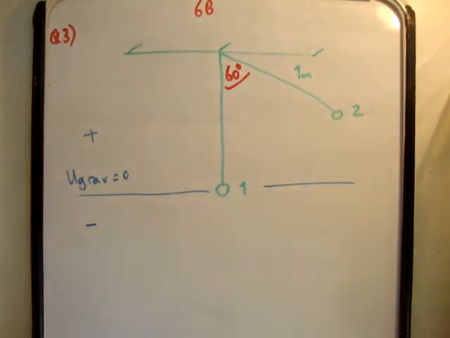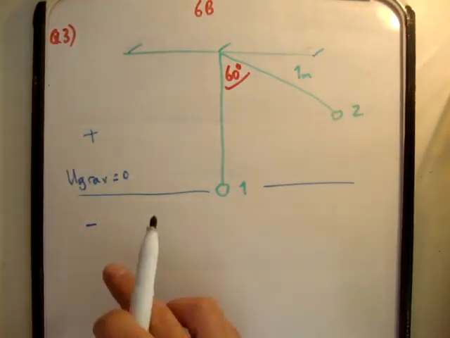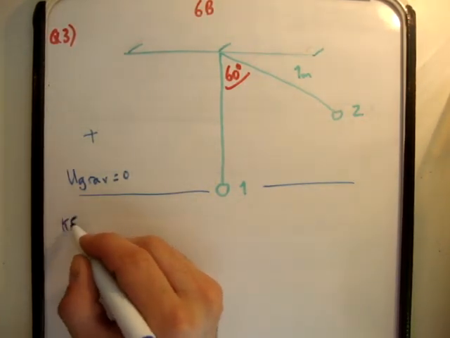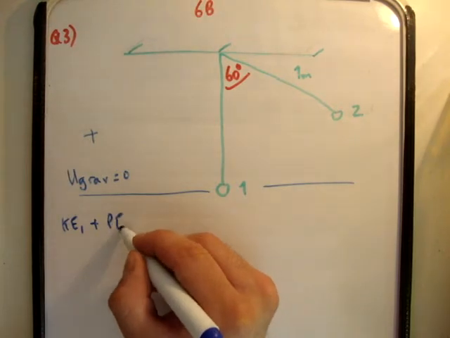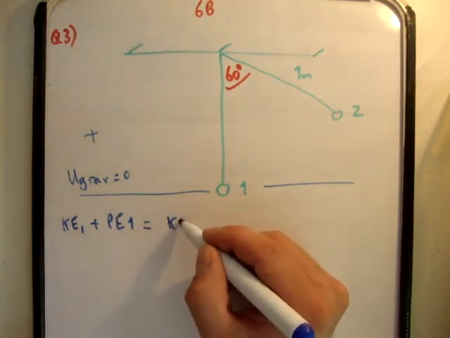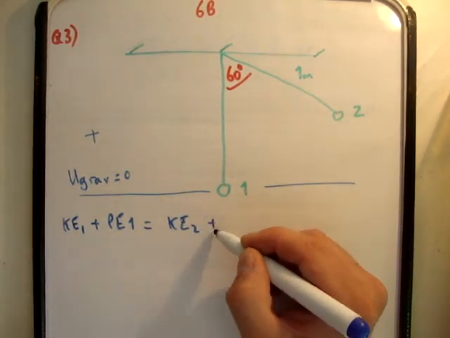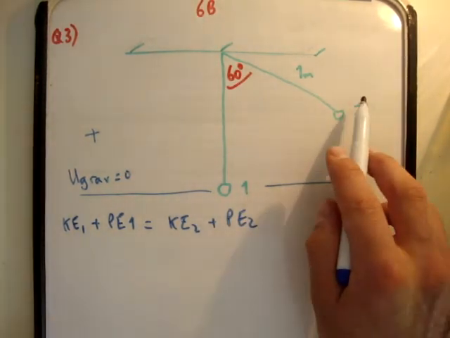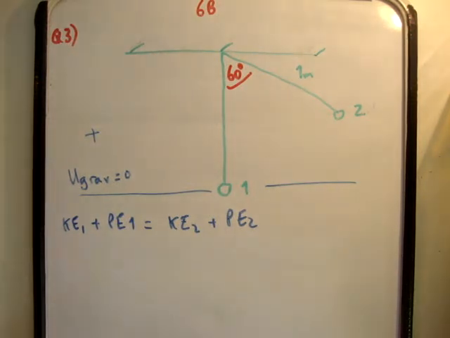Okay, so let's apply the principle of conservation of energy, and we're going to get that the kinetic energy at point 1 plus the potential energy at point 1 is equal to the kinetic energy at point 2 plus the potential energy at point 2. Notice the potential energy at point 2 is positive, so I need this positive sign there. Next, let's look at the velocity.